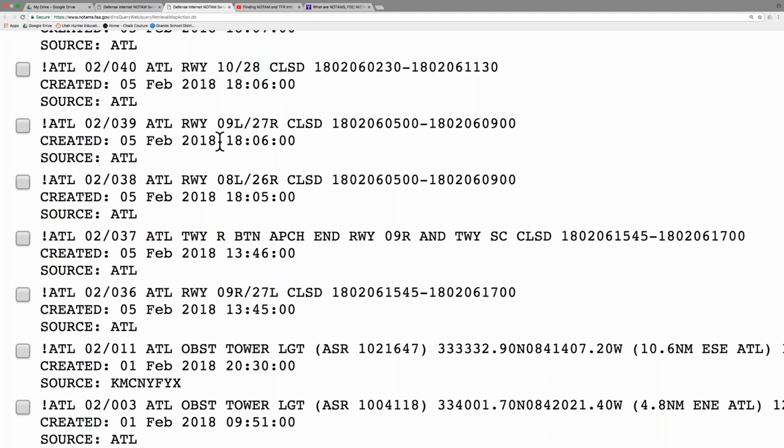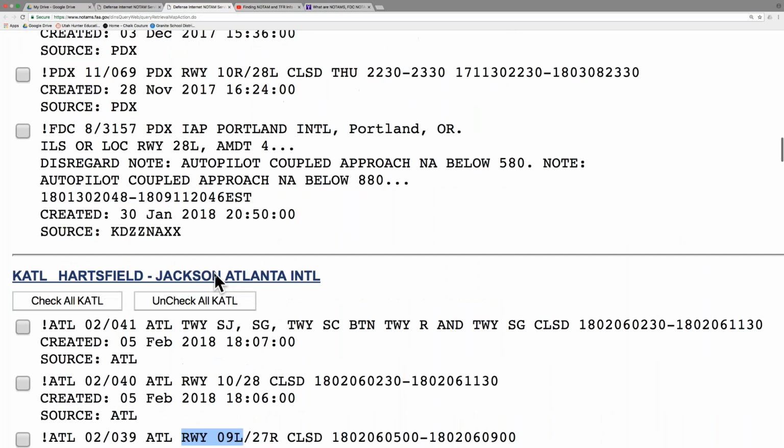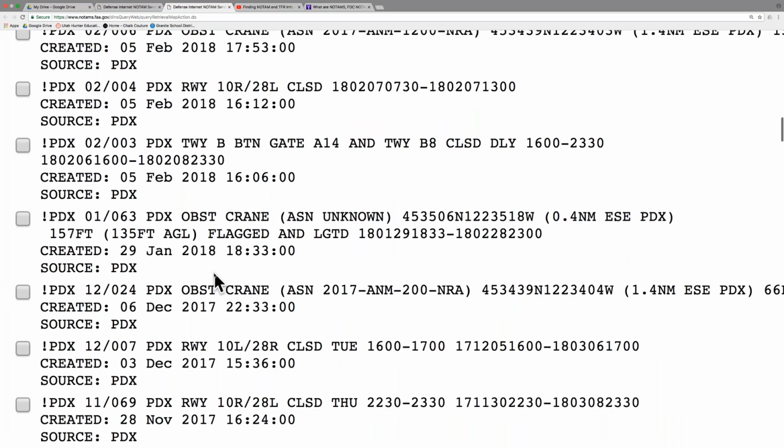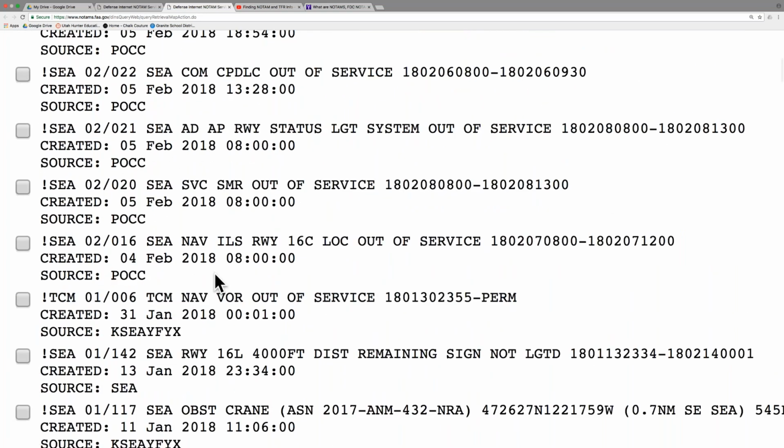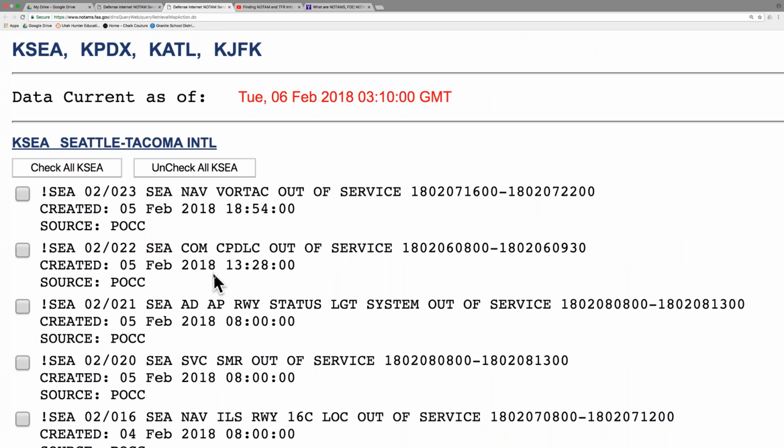So yeah, just make sure that you're looking for those keywords: runway, aerodrome, nav. Those are your really big indicators that something needs a closer look.